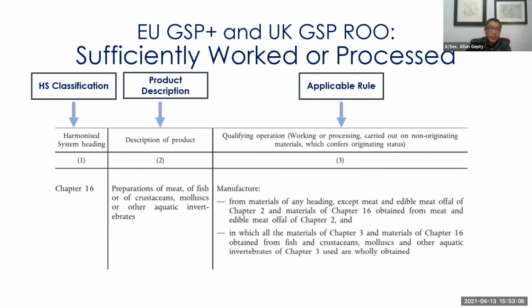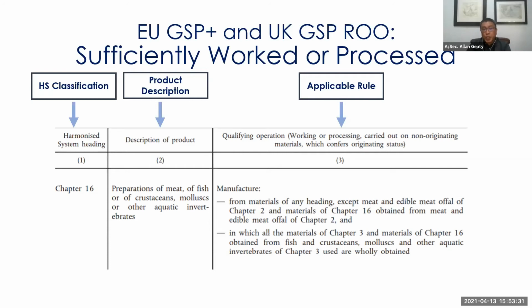Okay. The first column is on the HS classification, which states the harmonized system or the chapter in the tariff classification. And then on the second column, you have the product description. And then the third column provides the applicable rule. So for example, on this particular slide, you have here preparations of meat.